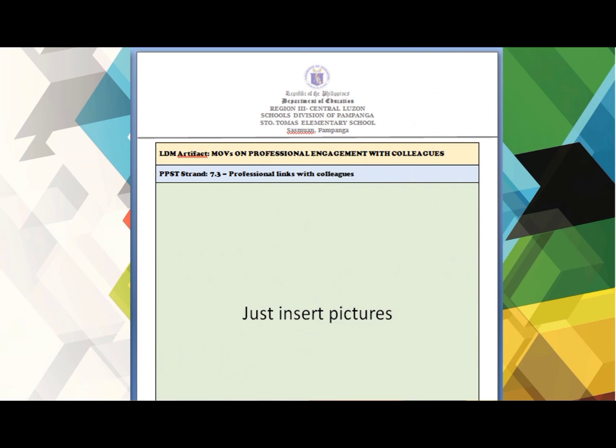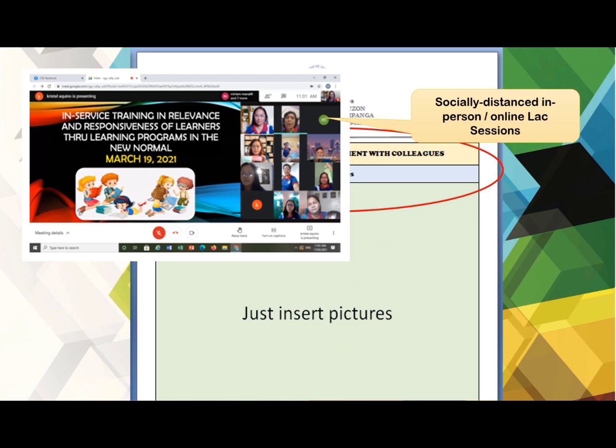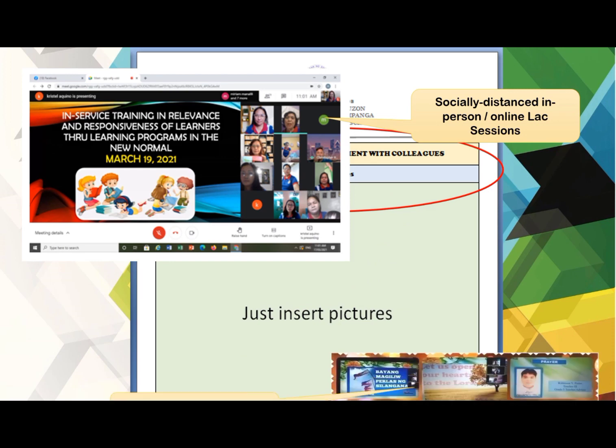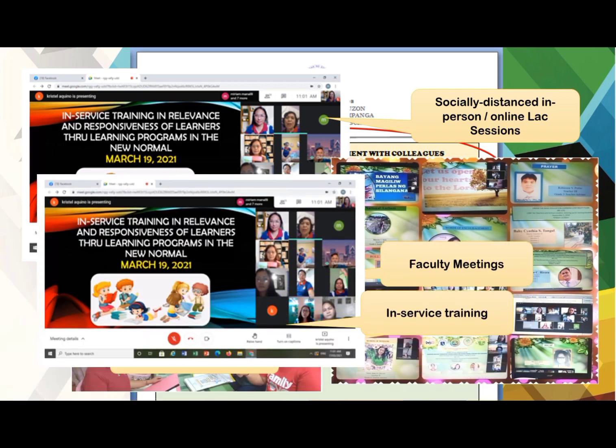For our next artifact, we have MOVs on professional engagement with colleagues with PPST Strand 7.3, professional links with colleagues. So we have socially distanced in-person or online learning sessions. You may include LDM-related or LAC sessions, faculty meetings, and in-service training.